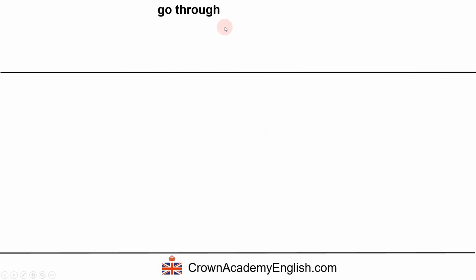Go through. So we go through something. And this means to examine something. Or we can also say to look at something in detail. Okay, we're reading something very carefully. Or to check something. So we're reading something very carefully, we're checking it, we're examining it.